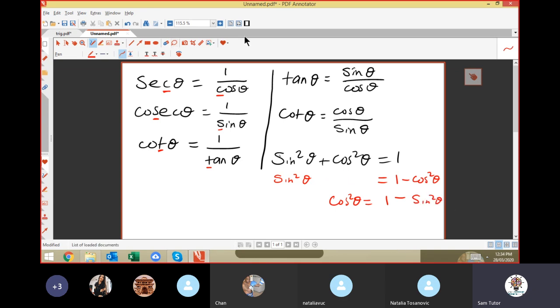All right, I'll let you guys copy that. So sec becomes 1 on cos, cosec becomes 1 on sine, cot, there's 2 versions, 1 on tan and cos on sine. Tan is sine on cos, and then you've got sine squared plus cos squared, which equals 1.